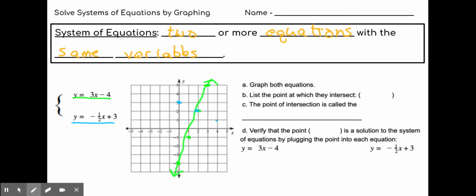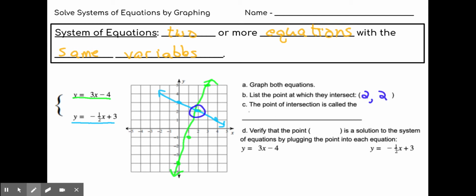Notice I see a point of intersection. I'm going to go past it. I want to see where those two lines cross. Don't be stingy with your lines. Make sure that the intersection is obvious. So where do these two lines intersect? Well, they intersect right here, and that is the point (2, 2).